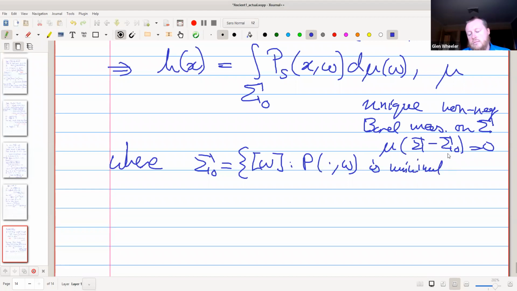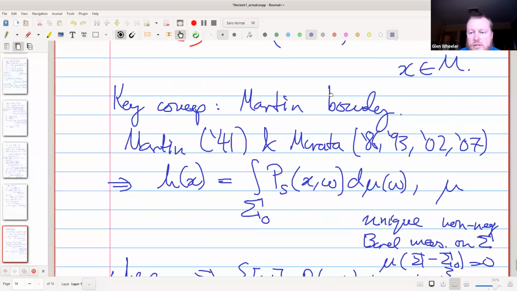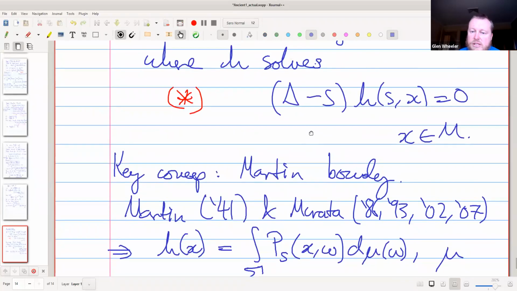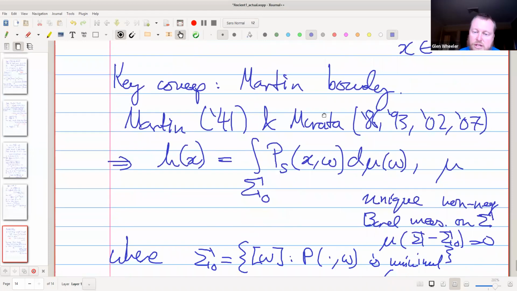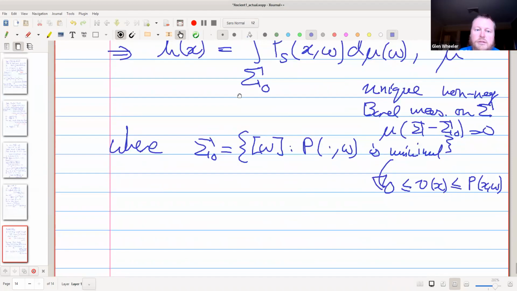Minimal. Okay, and then just to write it down, because I said it before, a solution is called minimal if you have any other solution. And by solution here, this S, you might be wondering what the S is. The S refers to the S in this operator. Okay, so this is Laplace minus S. This S is the S in that operator.